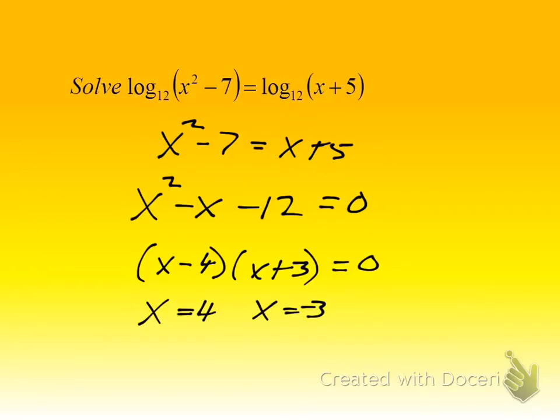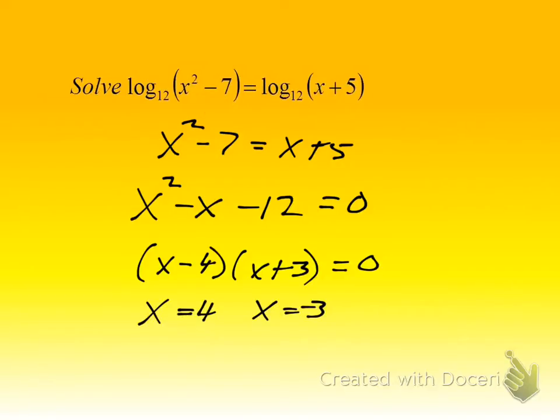Now, make sure you check these. You plug in 4. 4 squared, 16. 16 minus 7, 9. Over here, 4 plus 5, 9. Both sides, you get log base 12 of 9. Equal, you're good. -3. Plug it in. What's -3 plus 5? 2. What's -3 squared? 9. 9 minus 7? 2. Both sides you get log base 12 of 2.